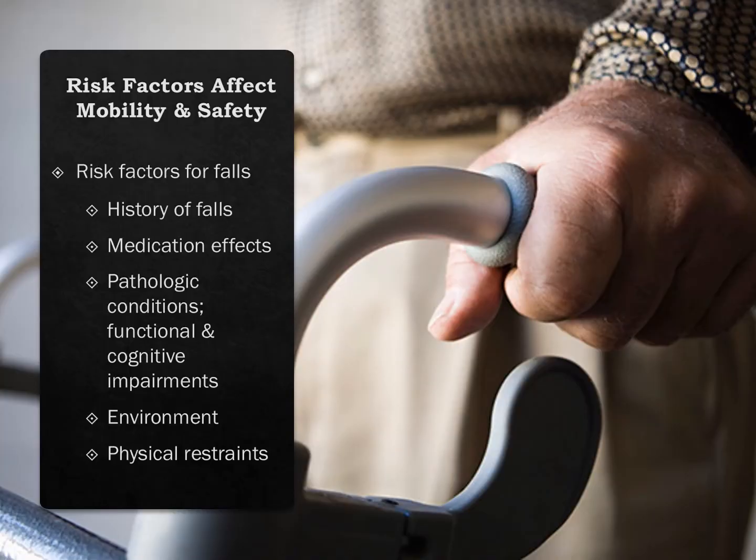More risk factors which affect mobility and safety. Numerous studies have been focused on identifying risks for falls in various settings, such as acute care, long-term care, and in homes. A general theme throughout the research is that falls are a result of a combination of risk factors, and the risk increases in proportion to the number of fall risk factors. So the more risk factors you have, the higher the probability that you will fall.